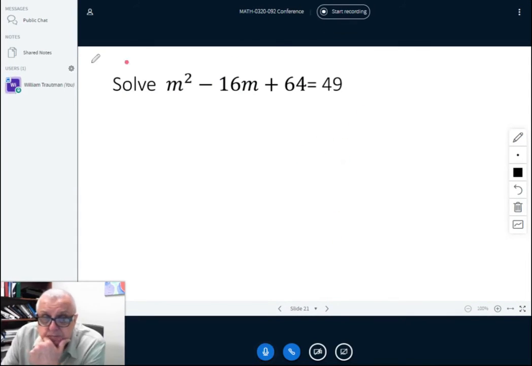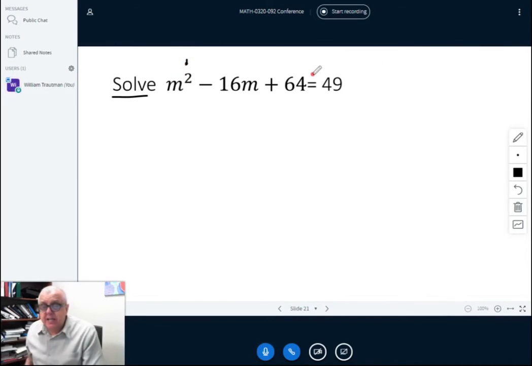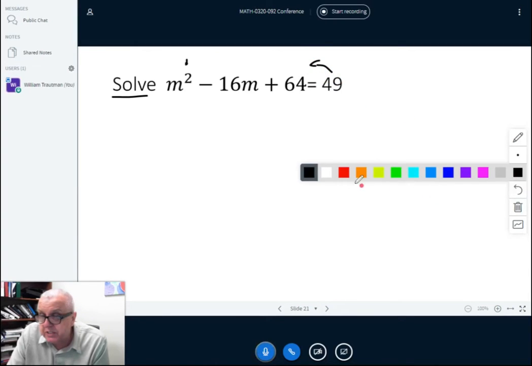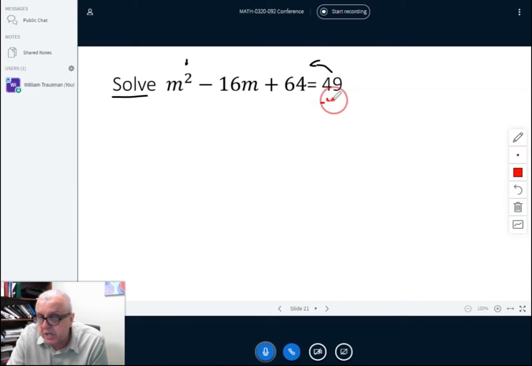Solve this problem. So I mentioned this before. Anytime you solve a problem that has an x squared, and in this case an m squared, you need to take everything over to the x squared side. So I have a 49 that's not on the x squared side, so I'm going to take it over to the other side. It's a positive 49, so I'm going to subtract 49.